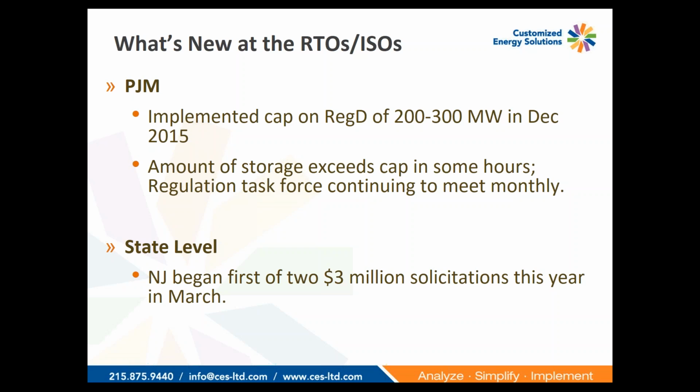In PJM, since we last spoke, they implemented the cap on the Reg D resources. That's from 200 to 300 megawatts. This was done in December. Now, the amount of storage does exceed the cap in some hours, so this is still an issue, and the regulation task force continues to meet monthly. The prices have since gone down in PJM as a result of the cap, but there is a very concerted effort to study this issue and find a solution.